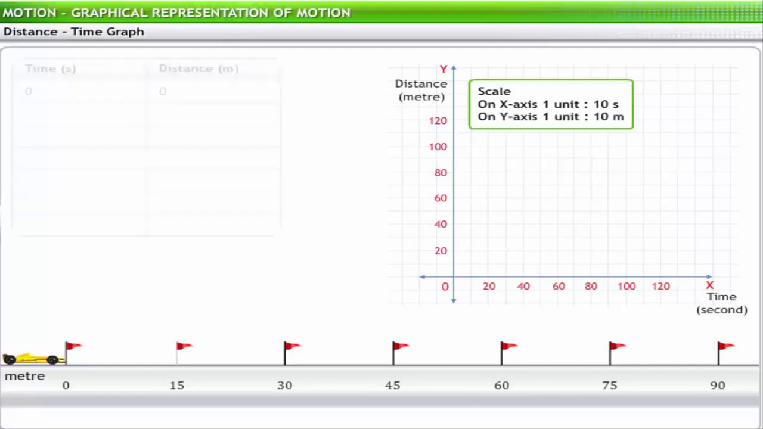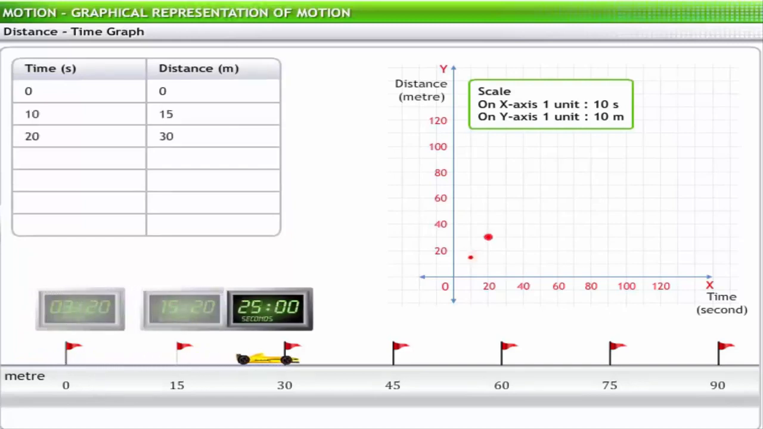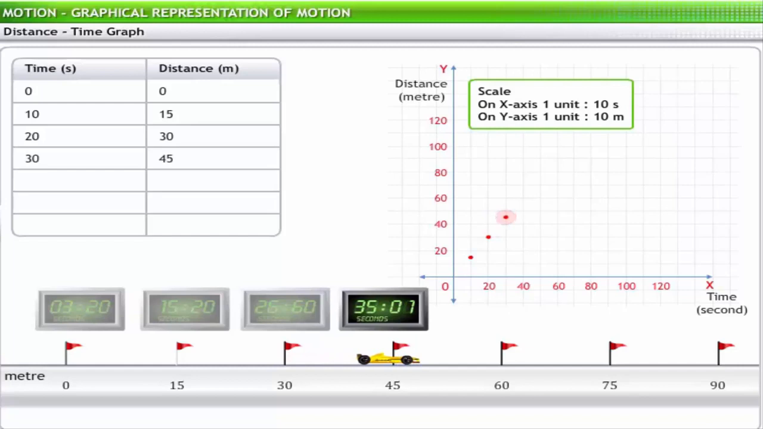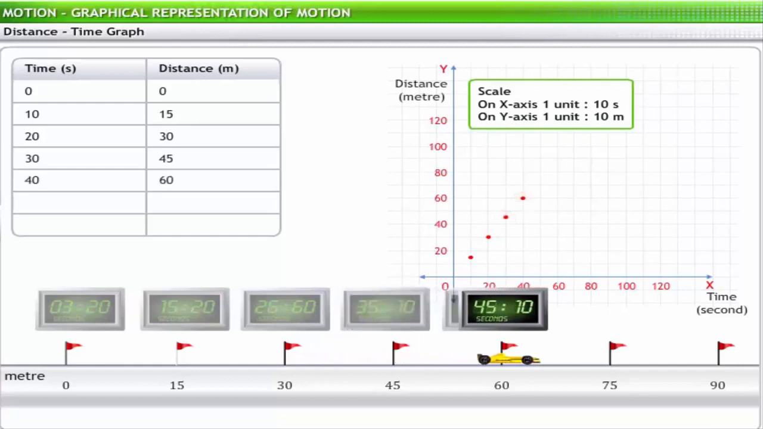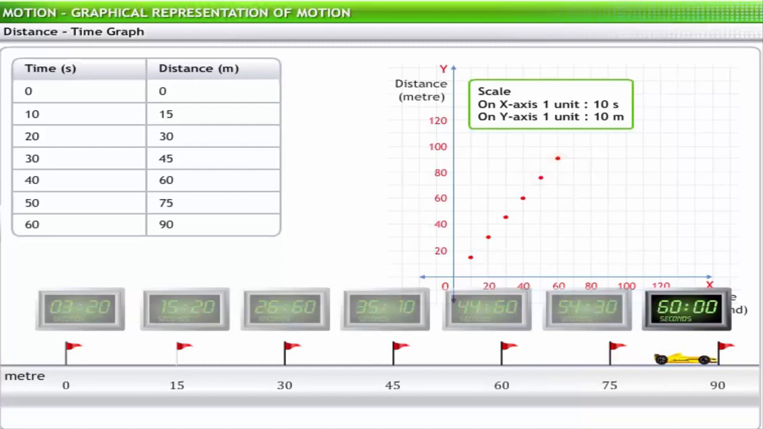For each set of figures, locate and plot a point at which the perpendiculars drawn from the respective time and distance values on the axis intersect. Finally, we connect all the points, starting from the origin, using straight lines. This gives us a distance-time graph for the data provided.